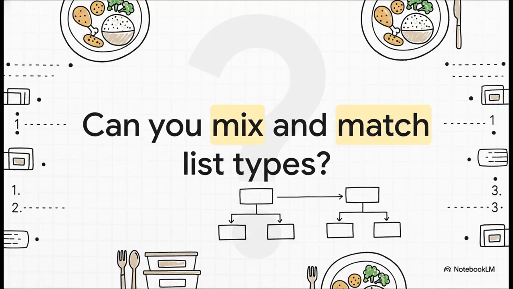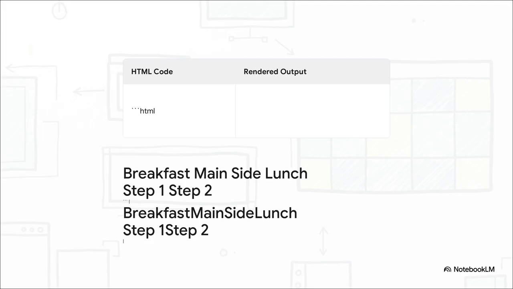Okay, so a good question comes up here. Can you mix and match different kinds of lists? Like, can you put bullet points inside a numbered list? Oh, absolutely. And this is where nesting gets really, really powerful for creating super detailed outlines. Think of something like a daily meal plan. And check this out. This example just perfectly shows off the power of mixing and matching.